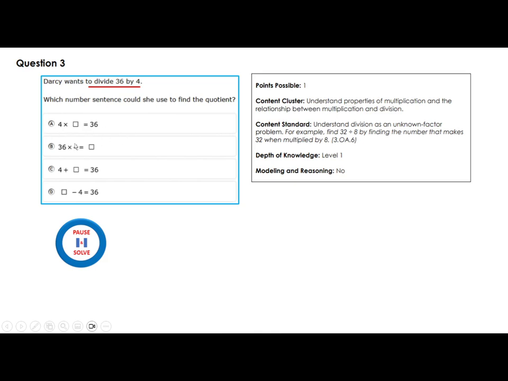Okay, so which one is the right answer here? It's 4 times something is equal to 36. Is it 36 times 4? Is it 4 plus? Is it this blank minus 4 is equal to 36? That is the answer. It's very straightforward, because 36 divided by 4 means find a number that, if you multiply it by 4, you get 36. So 4 times this number, which is 9, equals 36. This is not good, and not good.